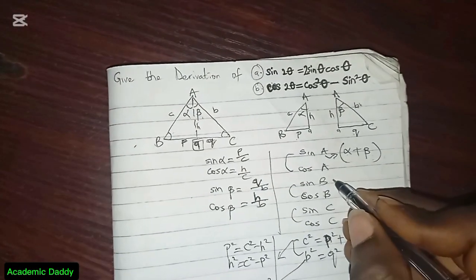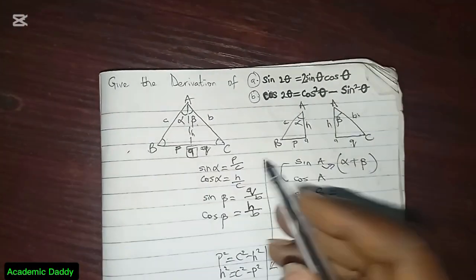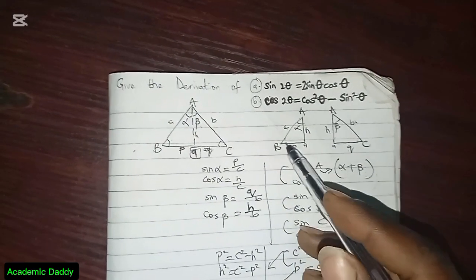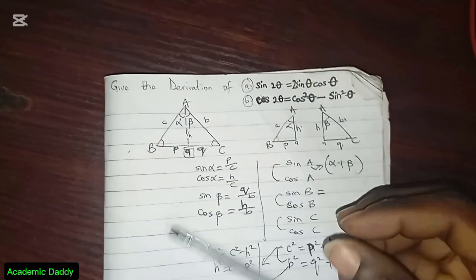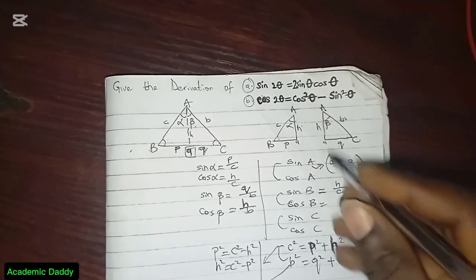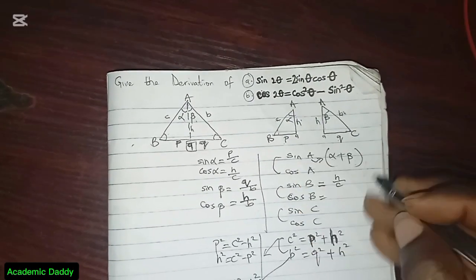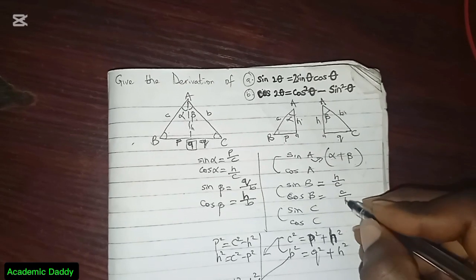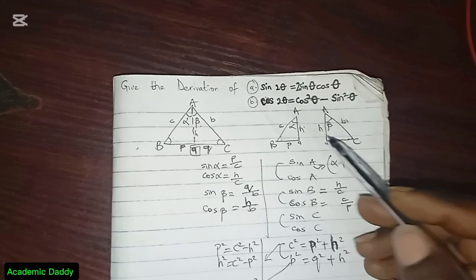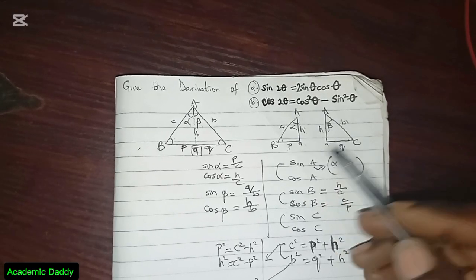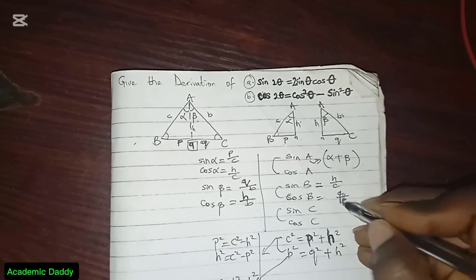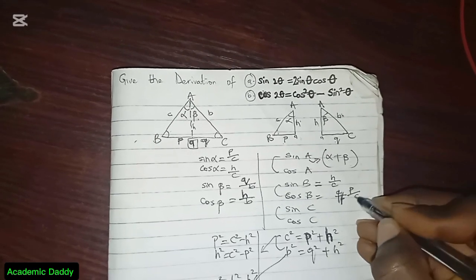Now for sine B, this is the angle B. Opposite of B is H, over the hypotenuse C. So sine B is H over C. Then cos B, adjacent over hypotenuse, is P over C. Are you crazy? P over C.